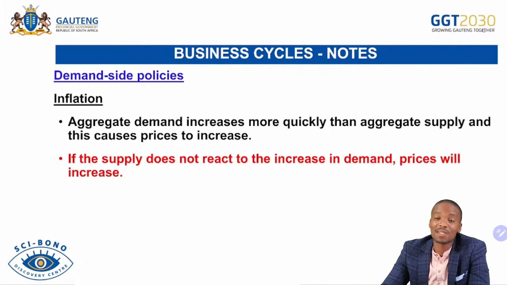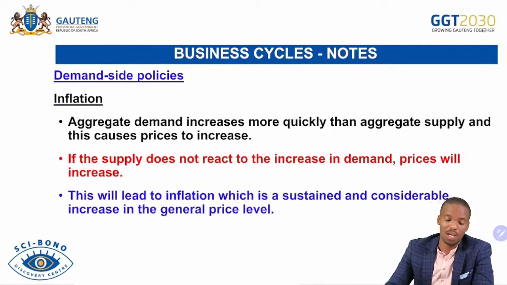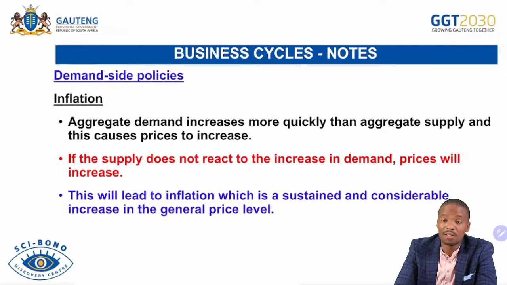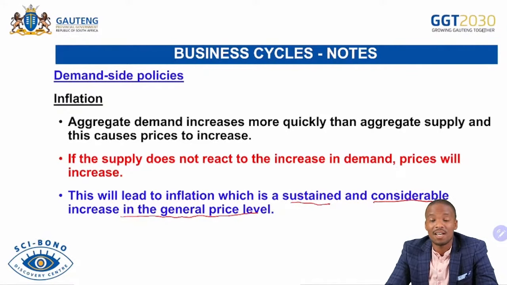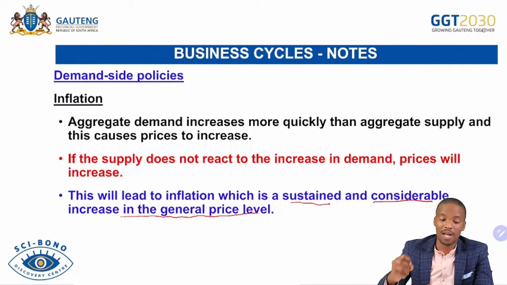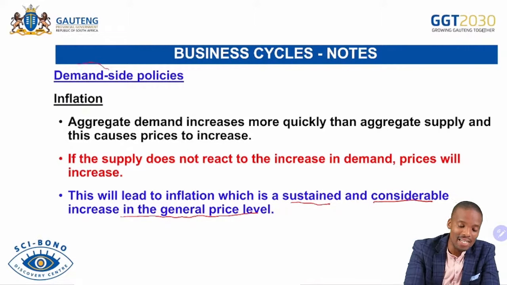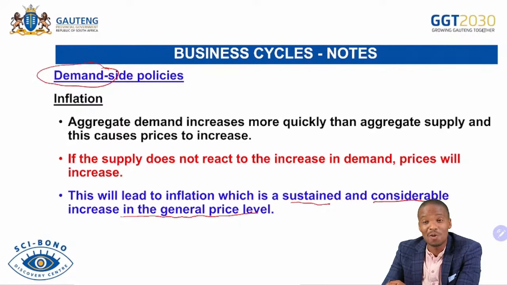And if supply does not react to the increase in demand, obviously the prices will increase. This will lead to inflation. And the definition of inflation is a sustained and considerable increase in the general price levels. That is the definition of inflation. So whenever prices keep on increasing, what causes those prices to increase? It is the demand. That is why we are saying we are focusing on the demand side policies. Having more disposable income, more demand for consumer goods and services.